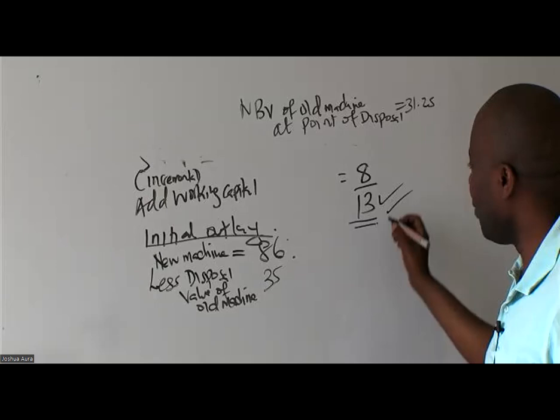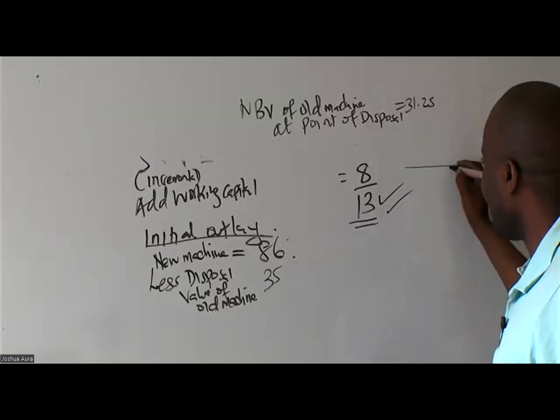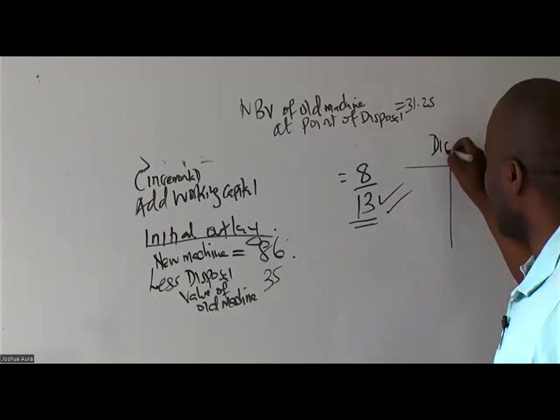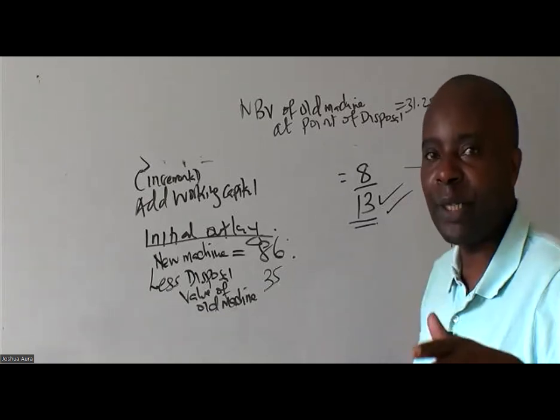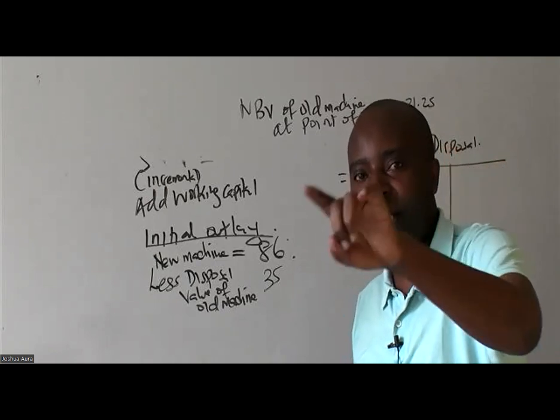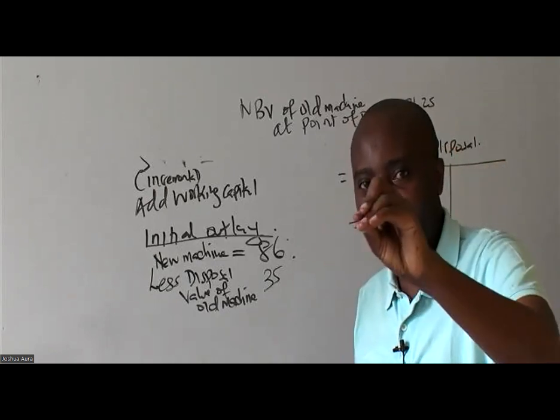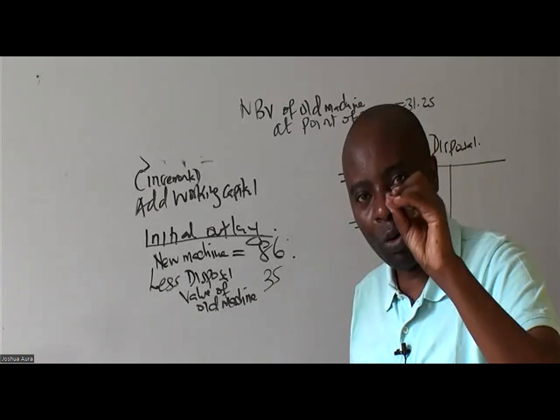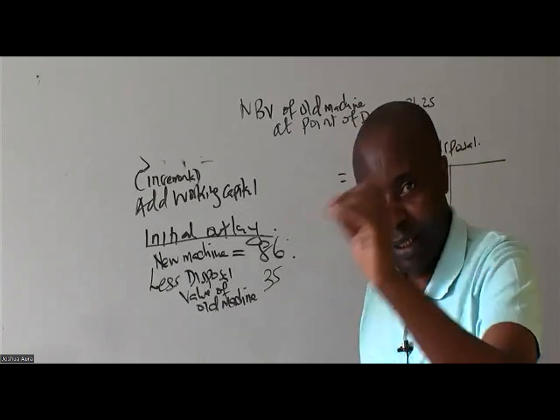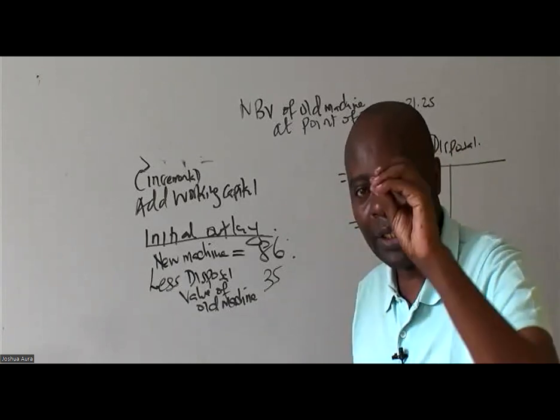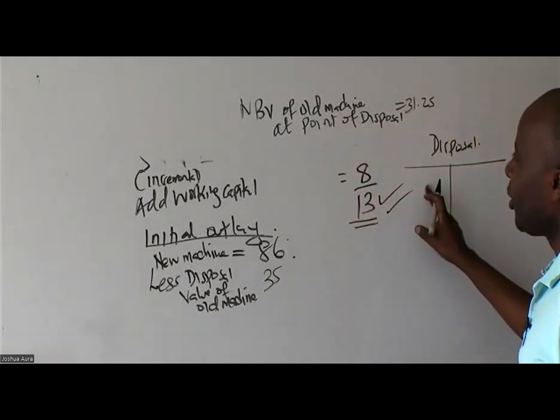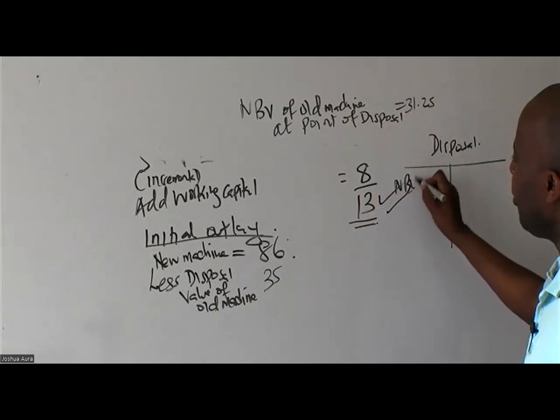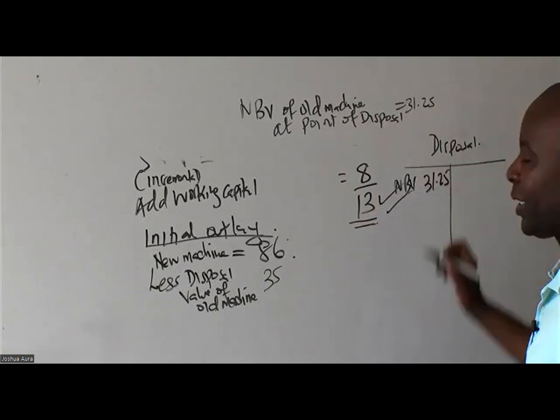Now remember, you'll be forced to come and open what we call a disposals account. So this disposals account, if you remember, when you dispose a machine, you go to the machine's account, credit the machine's account with net book value. You bring that net book value to a special account called disposals and debit here. So that we have in this case here net book value 31.25. That's very important.